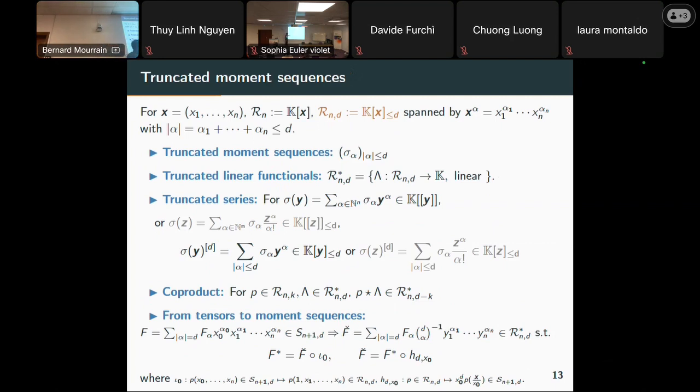Yes, we also have, for a polynomial p of degree k and a linear functional lambda up to degree d, we define p star lambda as a linear functional in degree at most d minus k, as we have seen before. So it's the composition with multiplication by p. Okay.